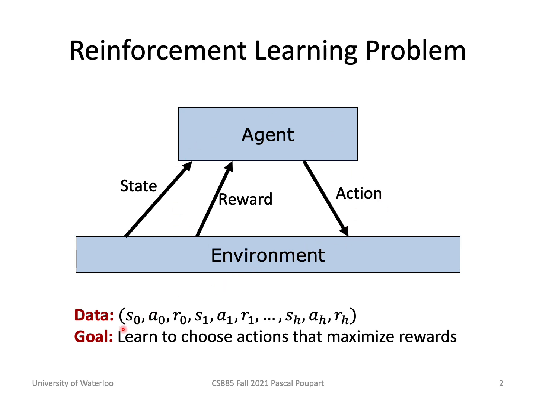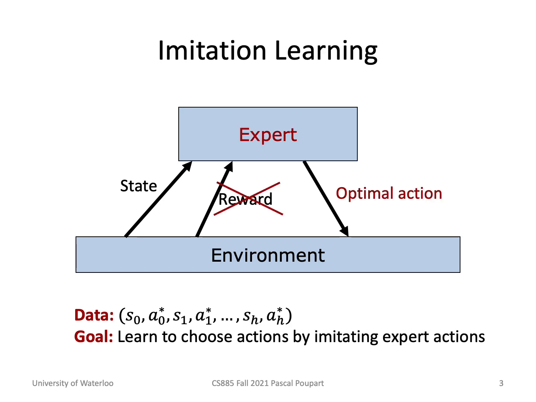As a result, the agent has access to a sequence of state, action, reward triples, and then based on this, it will learn a policy that maximizes rewards. So the goal here really in reinforcement learning is to learn a policy.